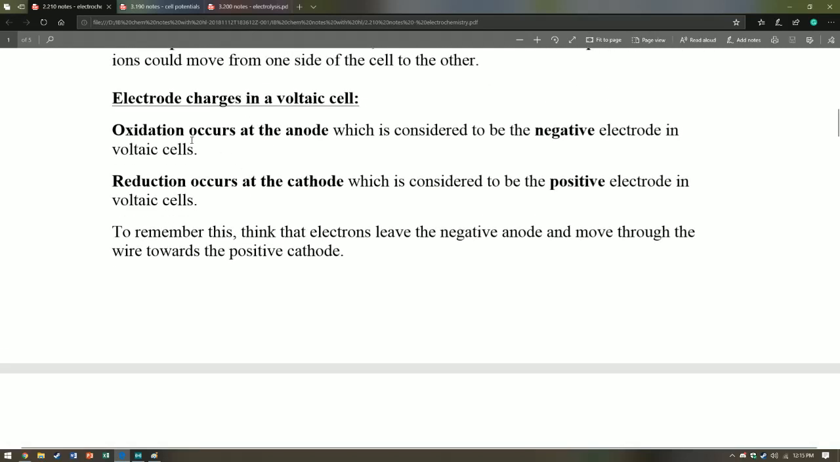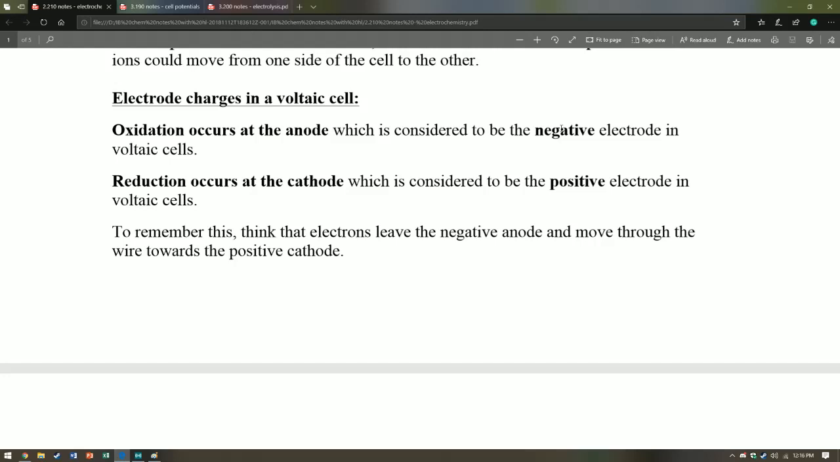Oxidation occurs at the anode, which is considered to be the negative electrode in a voltaic cell, and reduction occurs at the cathode. The oxidation and reduction occurring at the anode and cathode is always true no matter what, so it's worth remembering. The way I remember is "an ox and red cat." That's a mnemonic device I have.